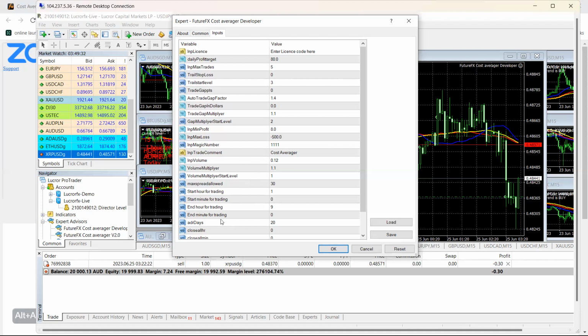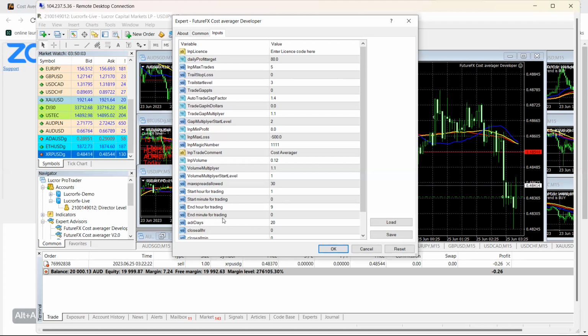And then we have a bit of a time parameters filter. So you've got the start hour and start minute for trading. I've got 1 hour and 0 minutes after market open, when the trades can occur. This time here is based off the market watch time, so it's the same for everybody. Don't worry about where your time zone is or anything.